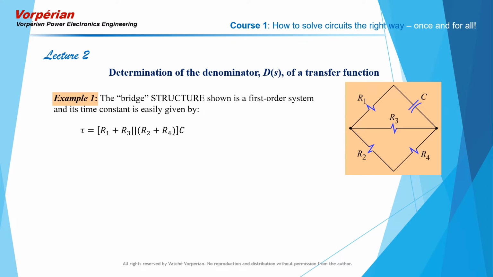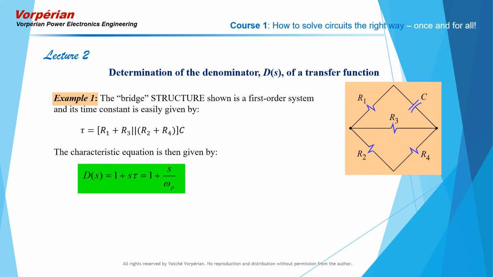So we say the characteristic equation of the structure is given by 1 plus s tau, or 1 plus s over omega p, where omega p is the pole of the structure given by the reciprocal of the time constant. The time constant is the time domain picture of the structure. Its reciprocal, the pole, is the frequency domain picture of the structure. Now you will ask, how do you write d of s as 1 plus s tau?